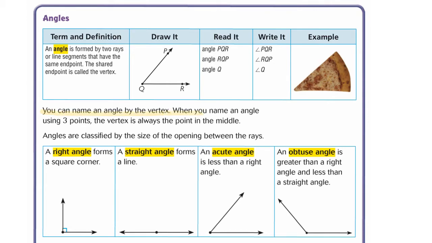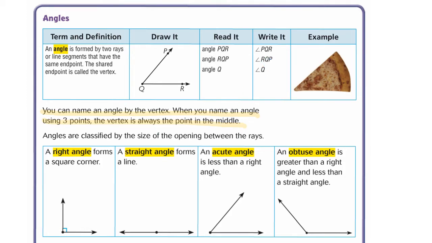You can name an angle by the vertex. And when you name an angle using 3 points, the vertex is always the point in the middle. Look right up here, you have the vertex where the two line segments or rays meet. You have this vertex point of Q always in the middle. So when you're using the 3 points, your vertex will always be the middle point. So PQR or RQP. So that's really important.